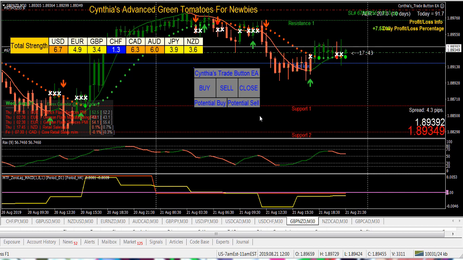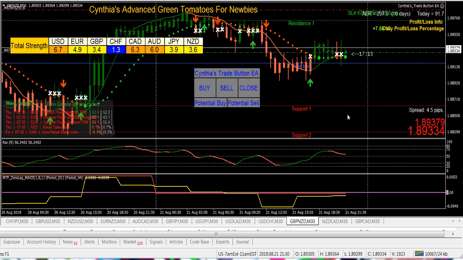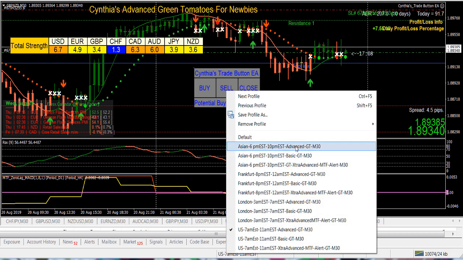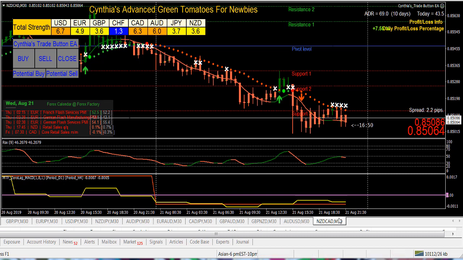Down here at the bottom you can see it says US 7 a.m. Eastern to 11 a.m. Eastern. Those are the best trading hours for the US or the New York session, and so these are the best currency pairs for this trading session. And if you happen to be sitting down to trade during the Asian session and you wanted the Asian profile, all you have to do is click here and choose Asian Advanced, and then it changes all of your pairs. These are all the best moving pairs for the Asian session, and this white dashed line is the 5 p.m.